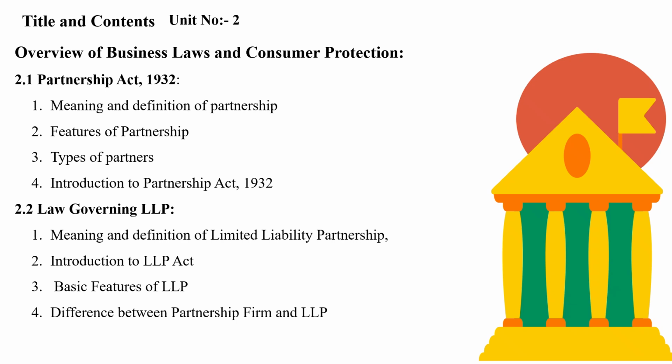Now we are moving towards unit 2, that is overview of business laws and consumer protection. In this unit, very first we are going to study about the Partnership Act 1932, in which we are going to study the meaning and definition of partnership, features of partnership, types of partner, and introduction to Partnership Act 1932, in which you are going to learn the partnership, how the partnership firms work legally.